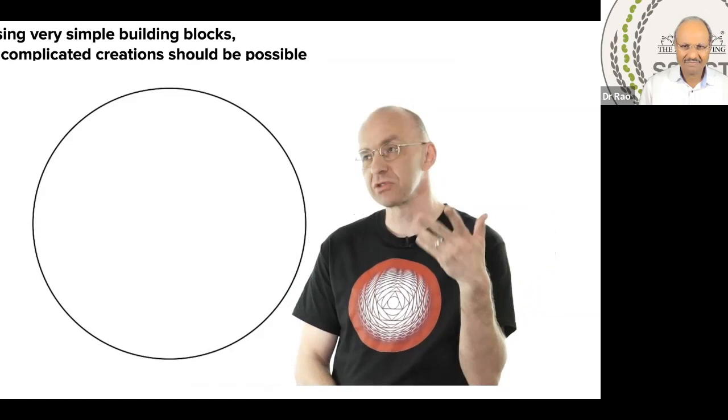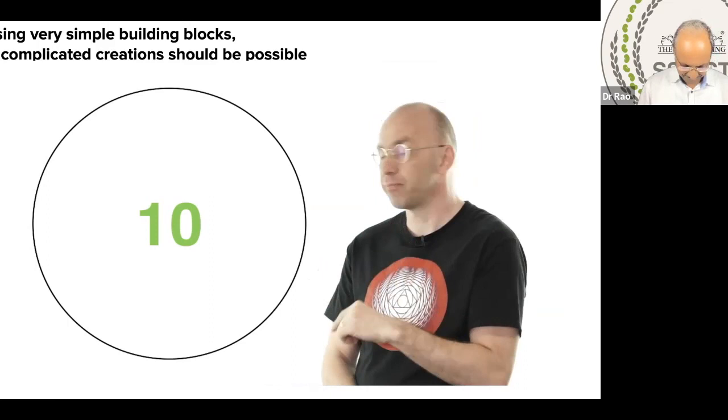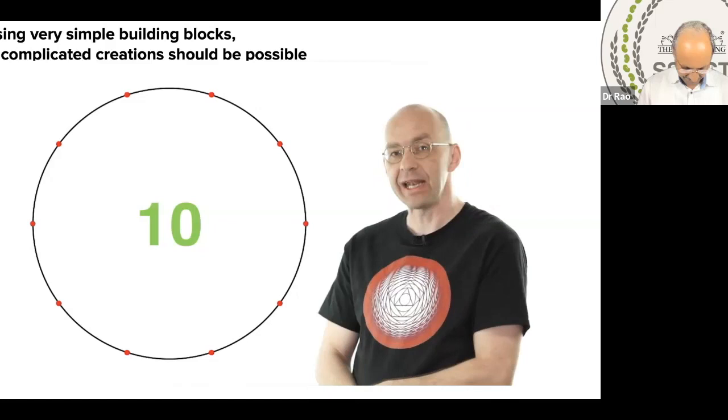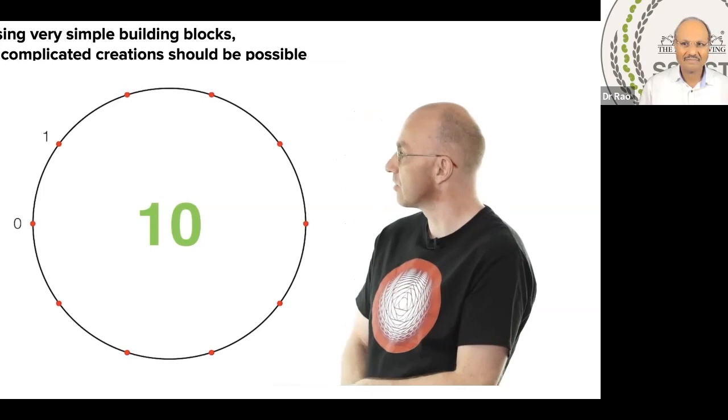And we'll just choose something nice to start with, so 10, okay? So then with 10, we put 10 points on the perimeter here, equally spaced, and then we label them. Actually, we start with 0: 0, 1, 2, 3, 4, 5, 6, 7, 8, 9.